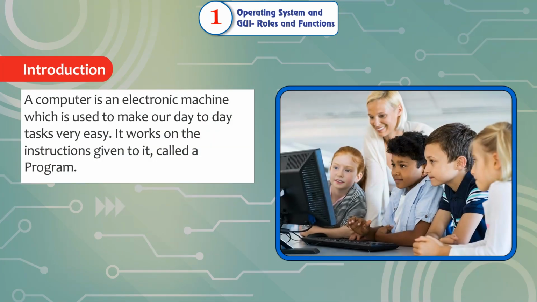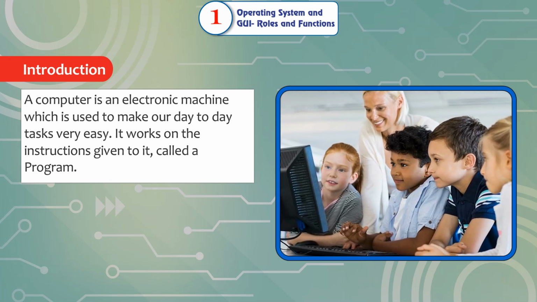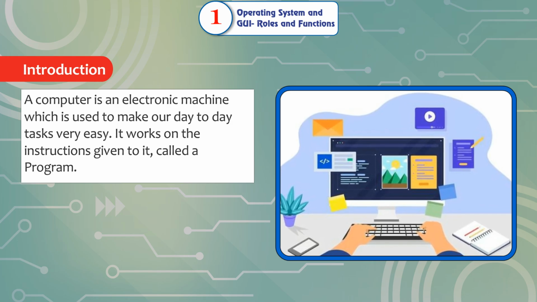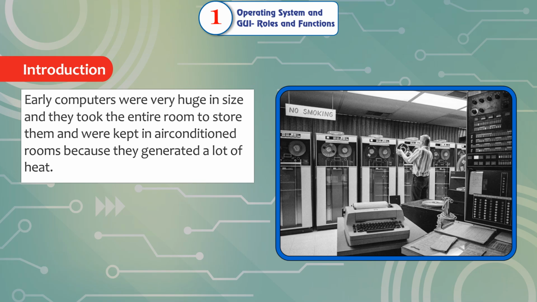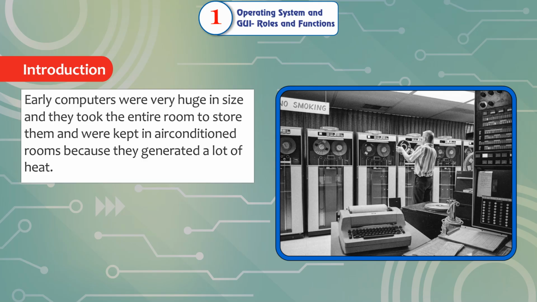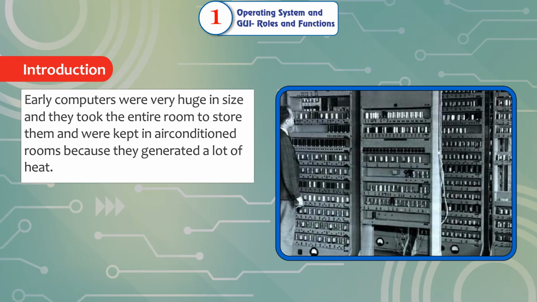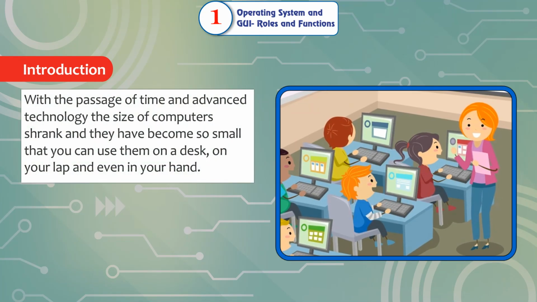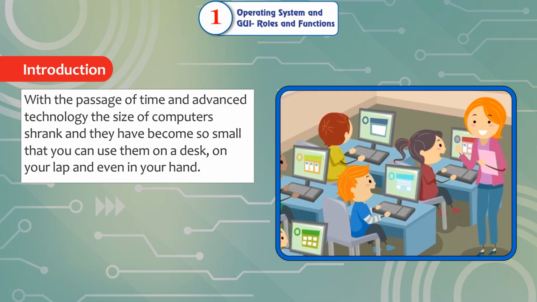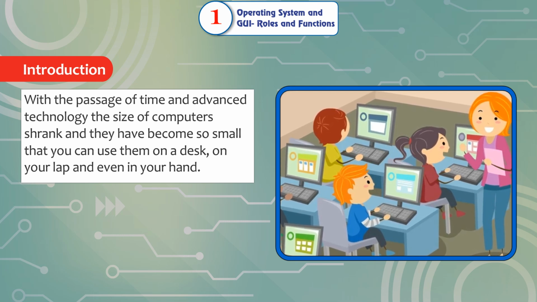Introduction. A computer is an electronic machine which is used to make our day-to-day tasks very easy. It works on the instructions given to it, called a program. Early computers were very huge in size, and they took the entire room to store them and were kept in air-conditioned rooms because they generated a lot of heat. With the passage of time and advanced technology, the size of computers shrank, and they have become so small that you can use them on a desk, on your lap, and even in your hand.